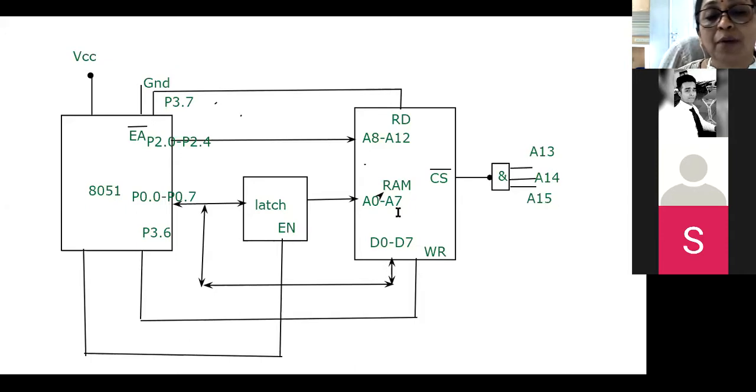So are you clear about this connection, students? Yes, can anybody tell me? It is very similar to the ROM connections. The only differences are, first, that PSEN should not be used, and second, that the write signal must be used along with the RAM, while the write signal is not used with the ROM. So only with this difference, the RAM connections are similar to the ROM connections.